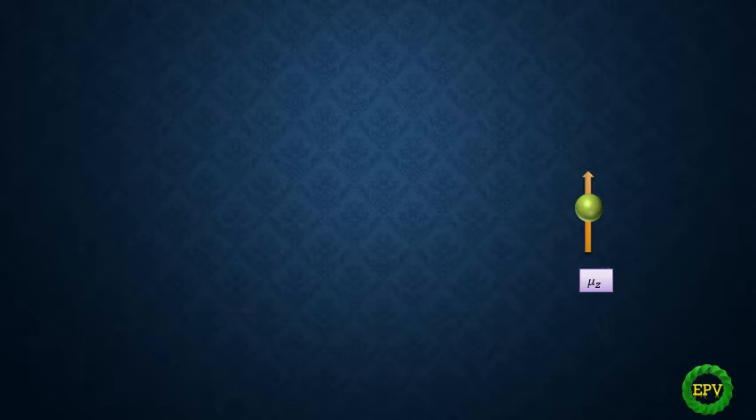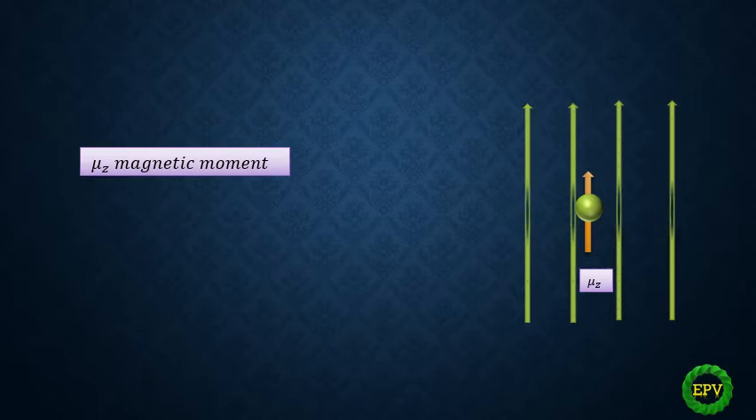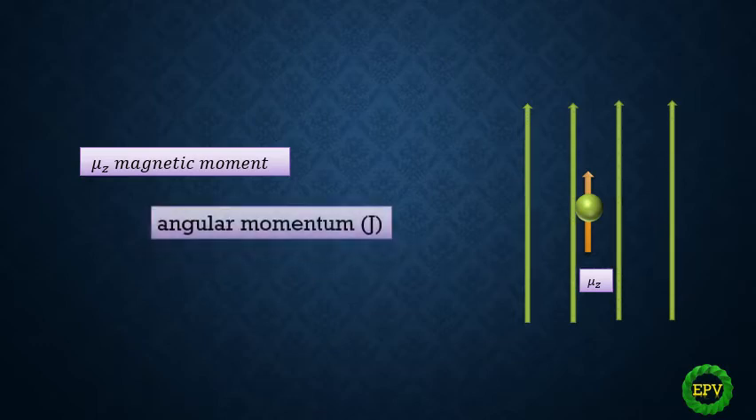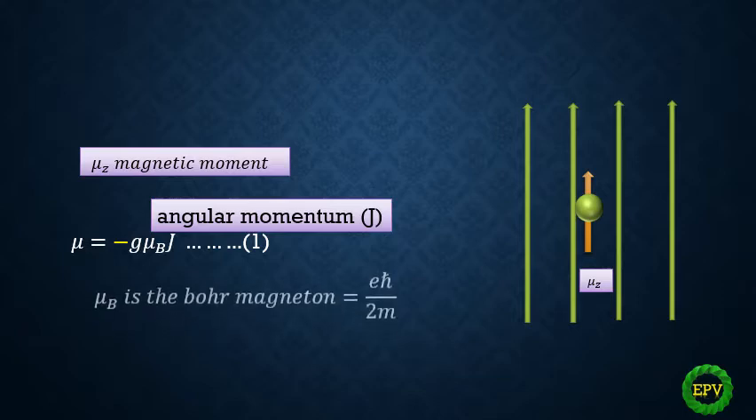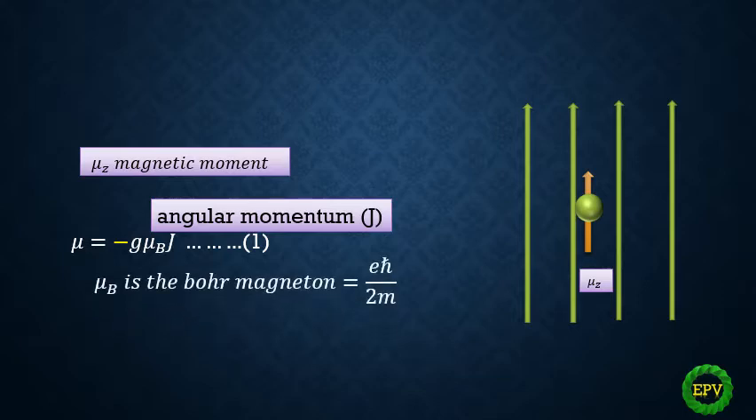Consider the component mu z in the direction of the applied magnetic field. Let j be the total angular momentum. Then mu is equal to minus g mu b j. Equation number 1. Here, mu b is the Bohr magneton, which is equal to e h cross by 2m. g is the Landé g factor.